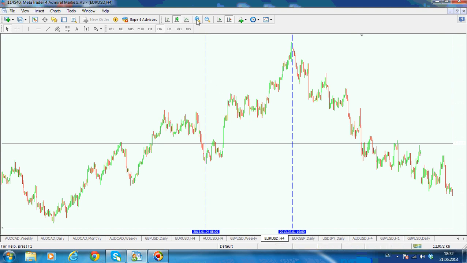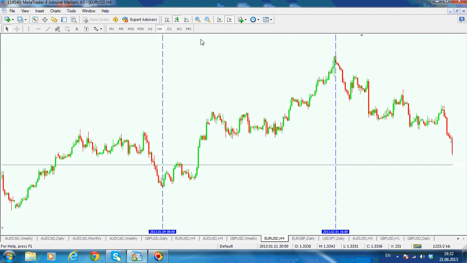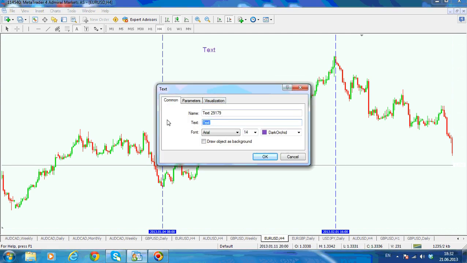and looking for the alternation to happen within these two waves. So let's make it a little bit bigger, and let's write here that this is the principle of alternation, and let's say example number 1.